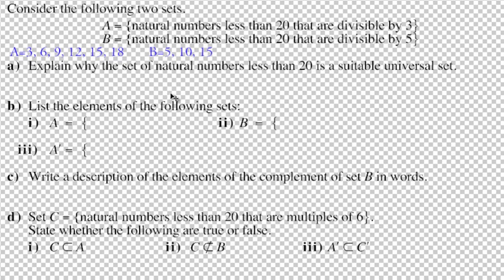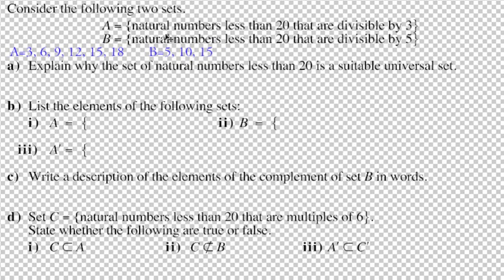Now, explain why the set of natural numbers less than 20 is a suitable universal set. Universal set is a big group that contains all the things you want to talk about. If you're talking about people, your universal set might be all the people in the world, or all the people in your class, or all the people who have ever lived. It kind of depends what the rest of the conversation is about. But in this case, we're talking about natural numbers less than 20.